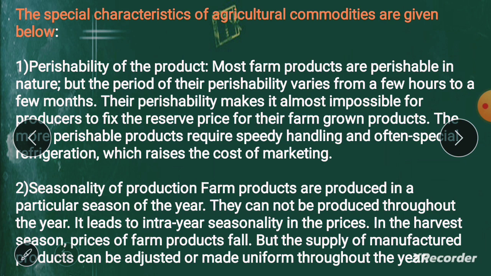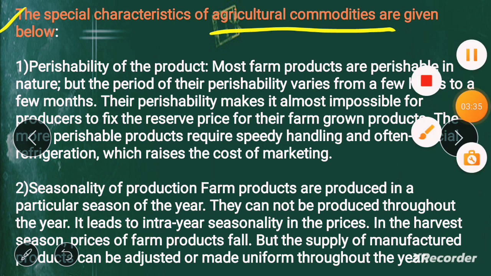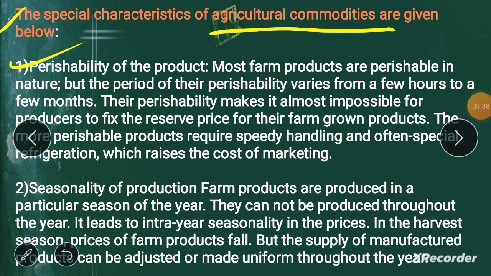From this point, we will discuss the characteristics of agriculture commodities. The characteristics of agriculture commodities are given below. There are 8 characteristics which are very important for agricultural commodities. They are as follows. Perishability of products. Most farm produce is perishable in nature, but the period of perishability varies from a few hours to a few months.